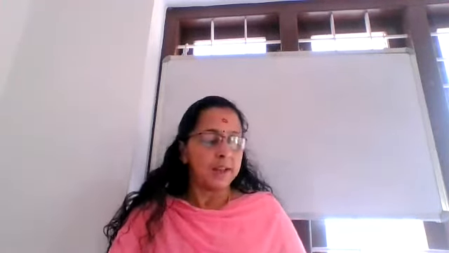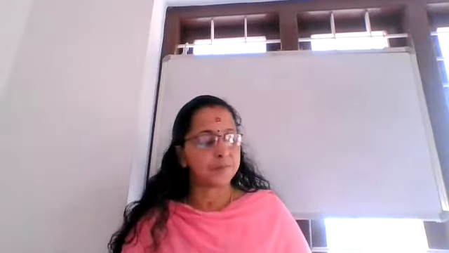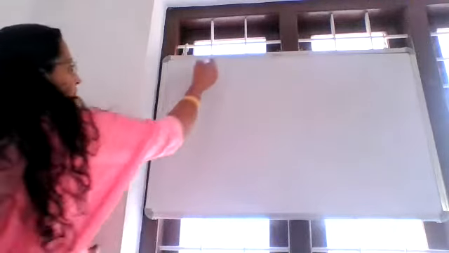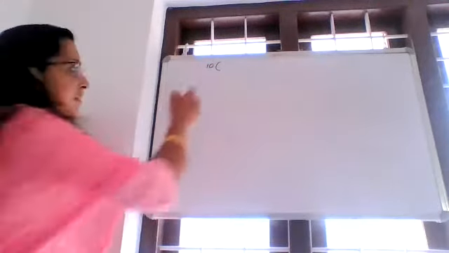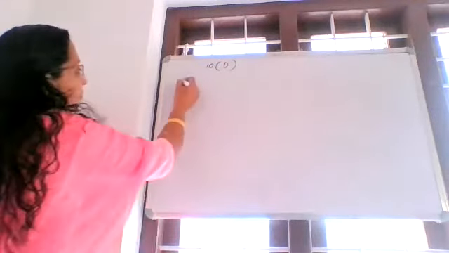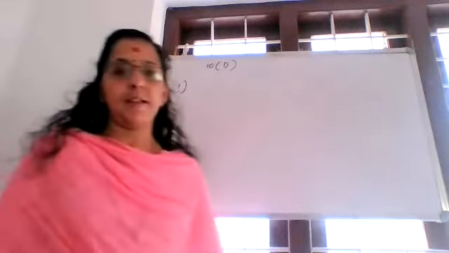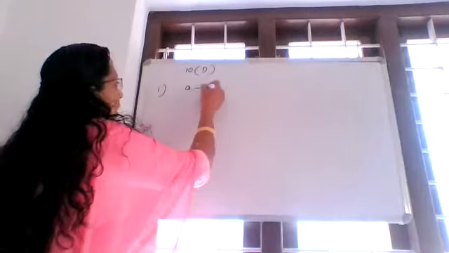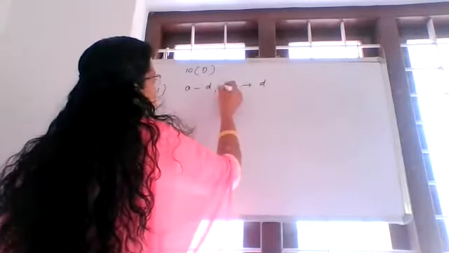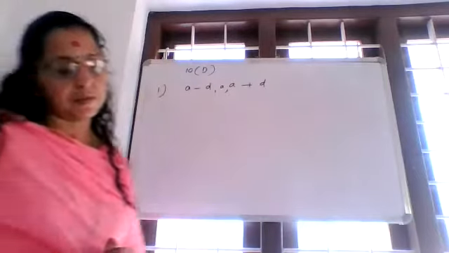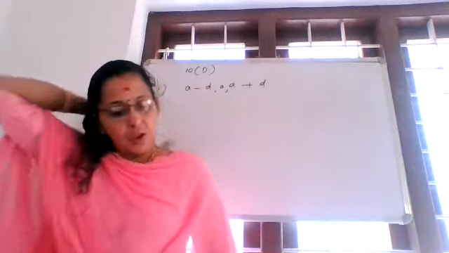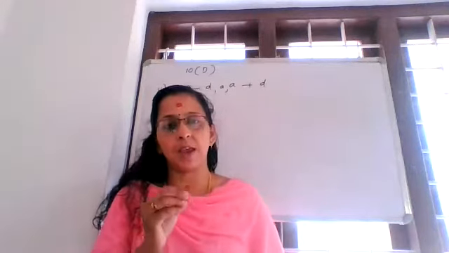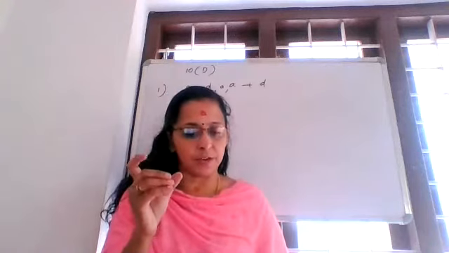Very good. Write down. Let the three numbers in AP be A minus D, A, A plus D. So given what? Find the numbers. Finding the numbers means we want to find out A minus D, A and A plus D. So those three numbers we want to find out.